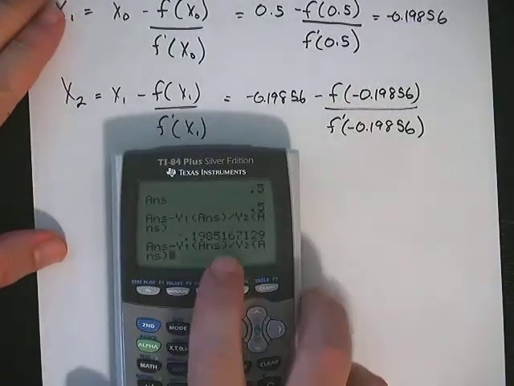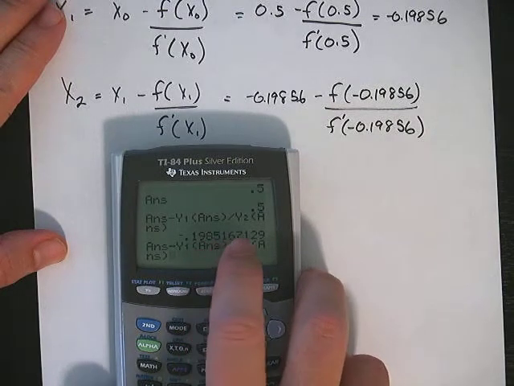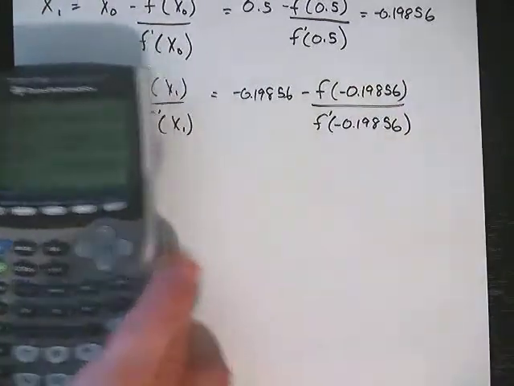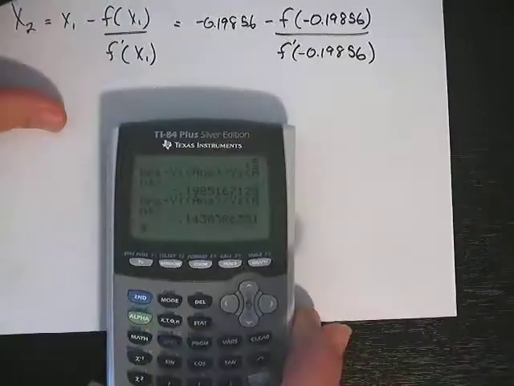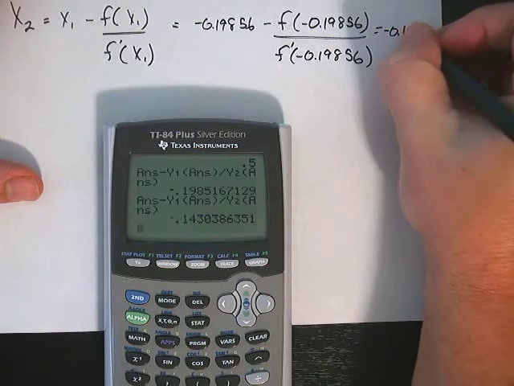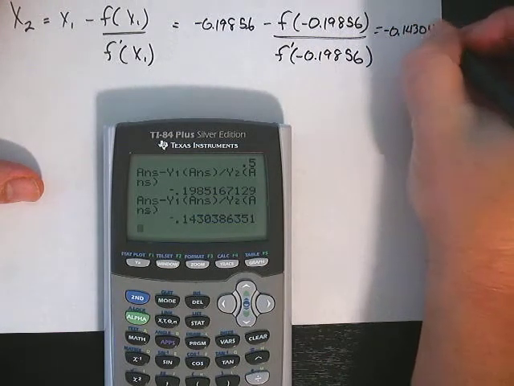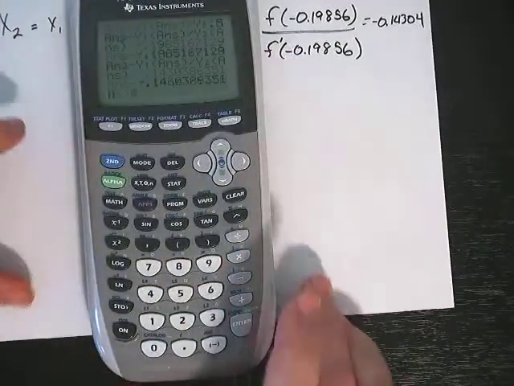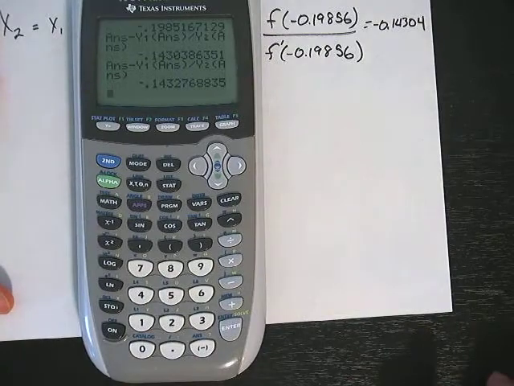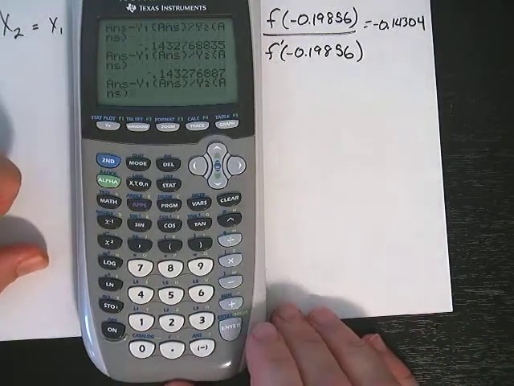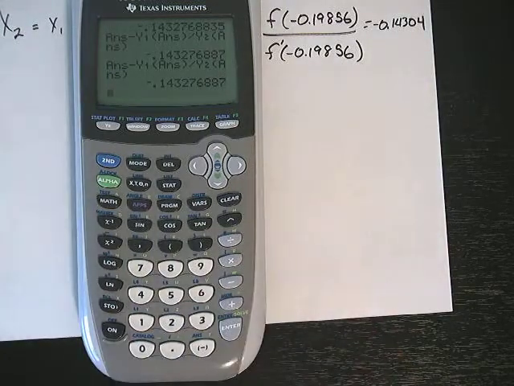It's typing in the negative 0.19856 all the way out to the end every time that I put Answer. So now I can just hit enter again, and I get my next iteration, which is negative 0.14304. If I want my third iteration, I hit second enter again, hit enter. There's my third iteration. Enter, fourth iteration, enter, fifth iteration. So we keep getting new iterations, and that's rather quick, and that's done.